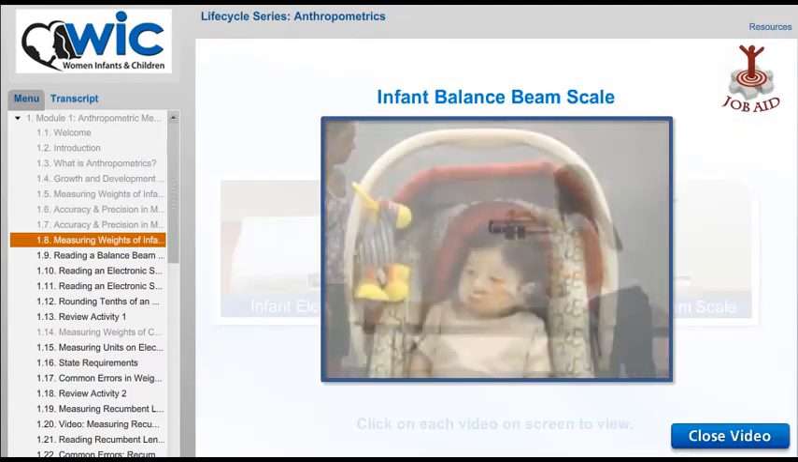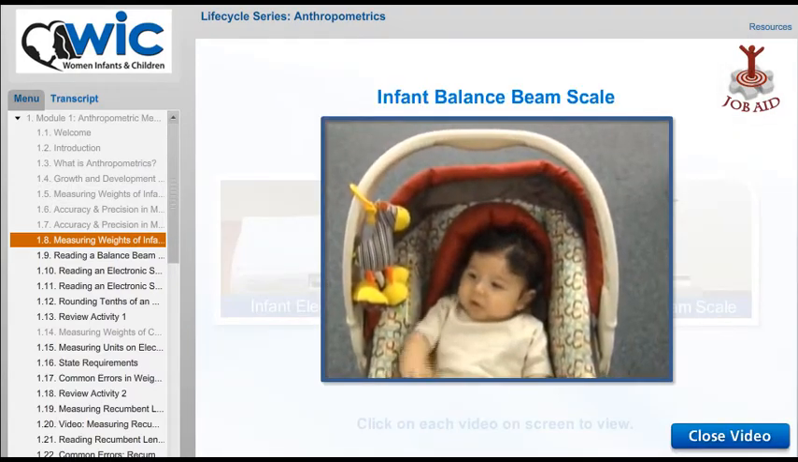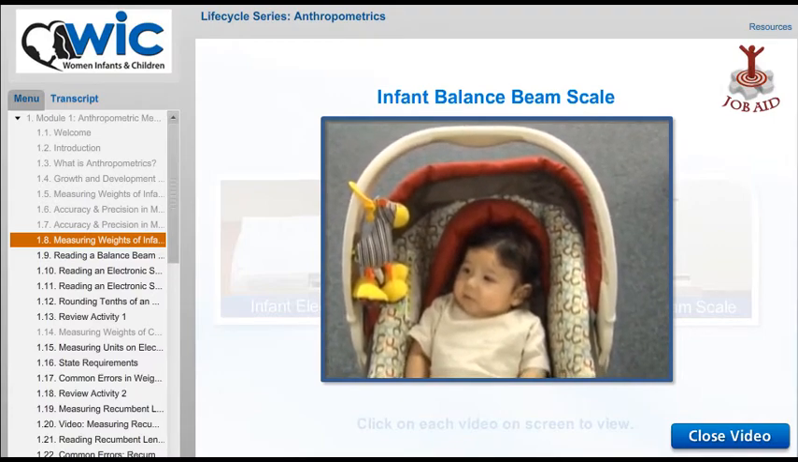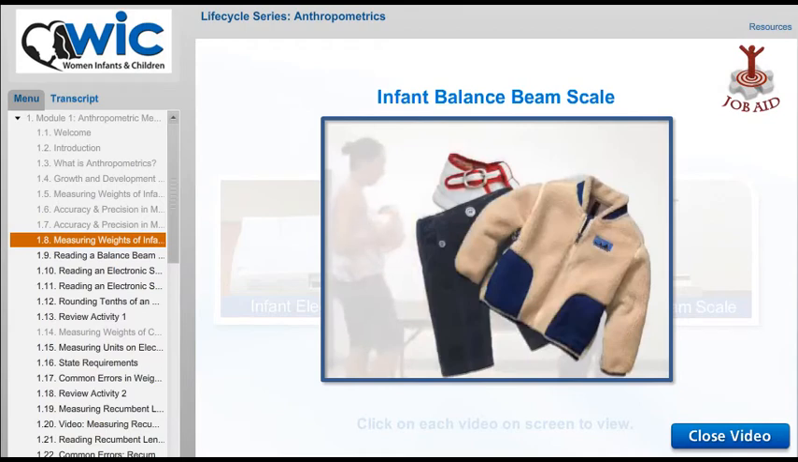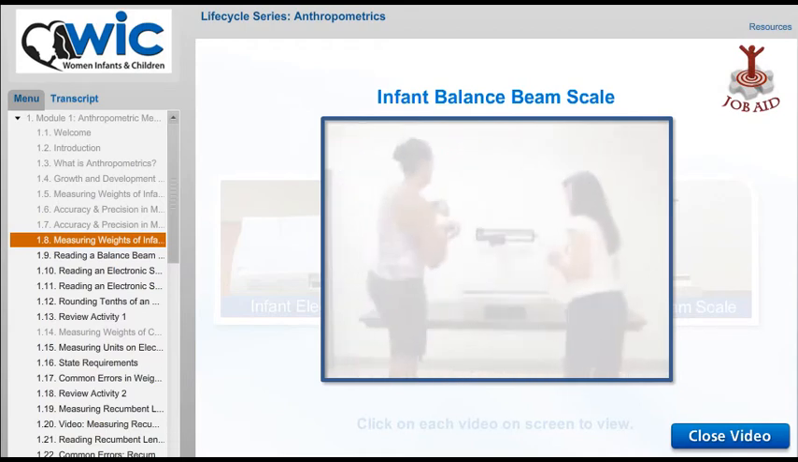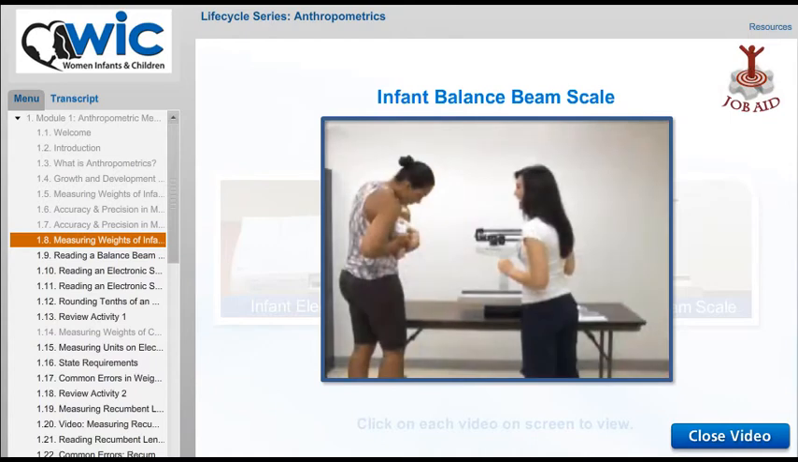In this video, we'll be taking the weight of a 2-month-old infant using a balance beam scale. Before weighing, have the caregiver take off the infant's clothes, such as shoes, pants, jackets, sweaters, or hats that will affect the weight. A t-shirt or onesie and diaper is fine.